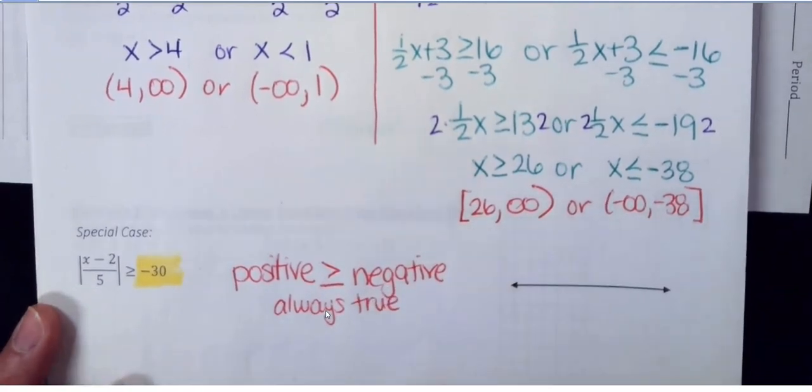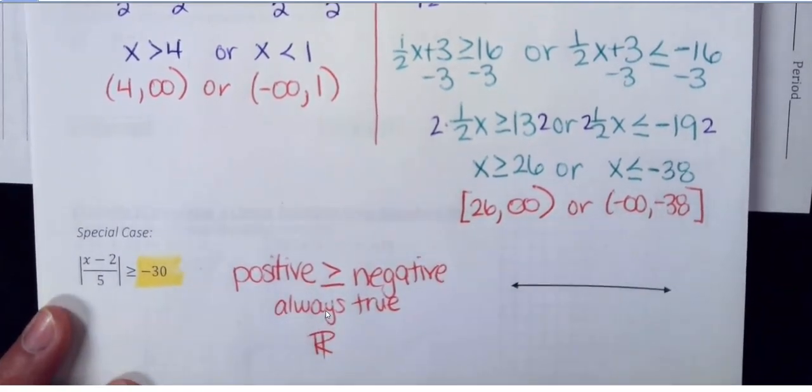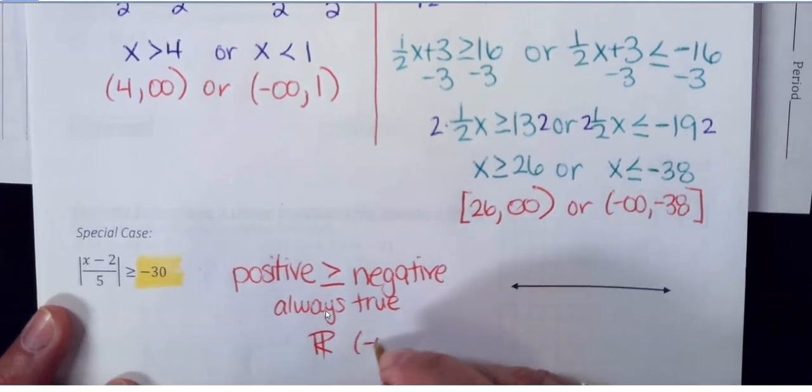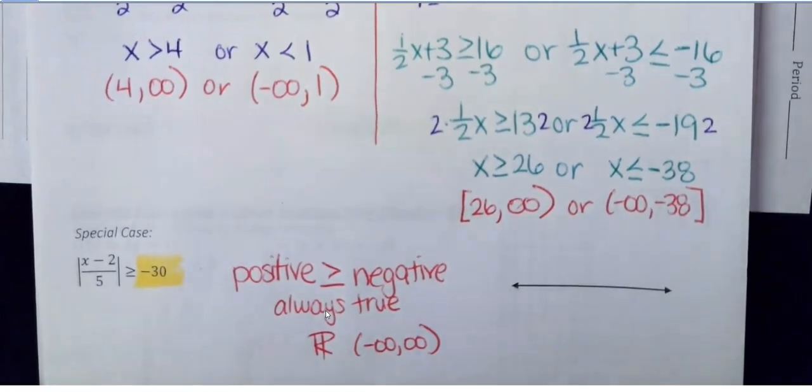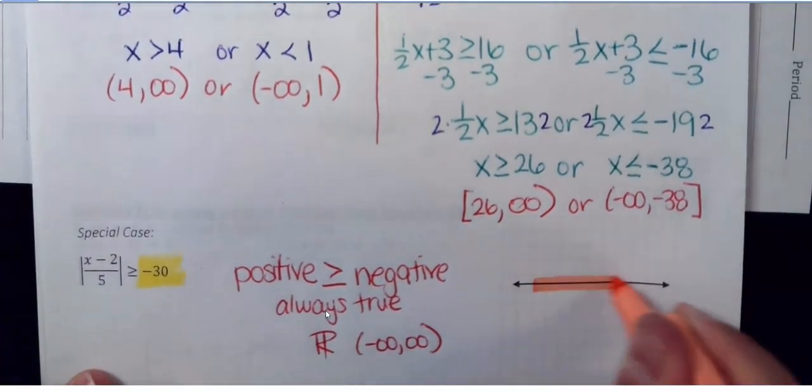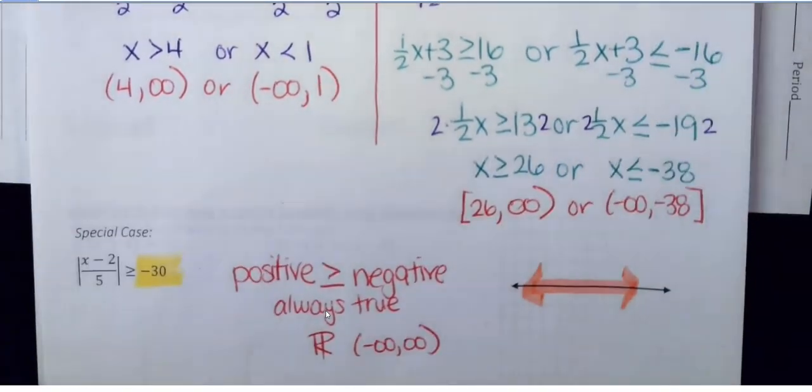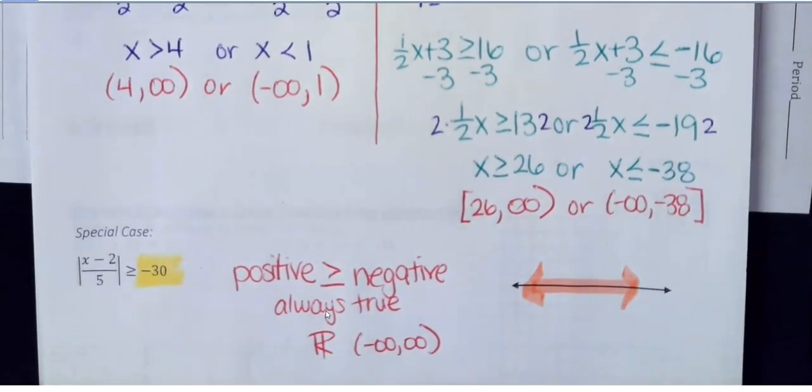So your solution here would actually be all real numbers, which, if you remember the interval for that, is just negative infinity to infinity. On an actual graph, it would literally be the whole number line. Every single number you could think of plugging in for x would make that a true situation. So anytime you've got an absolute value greater than or equal to a negative number, you can't apply the definition, but it'll always have the same answer. That's always true.